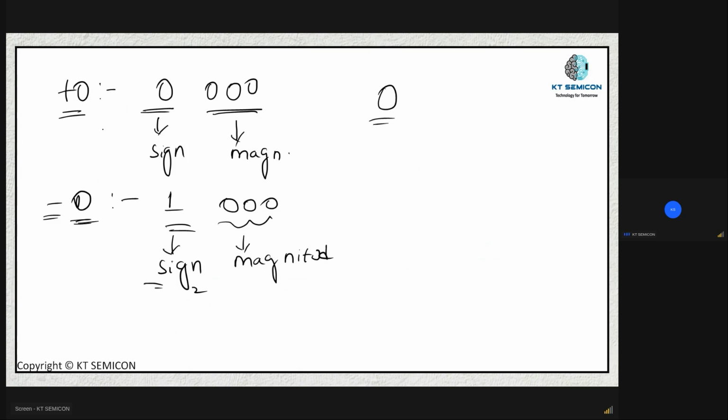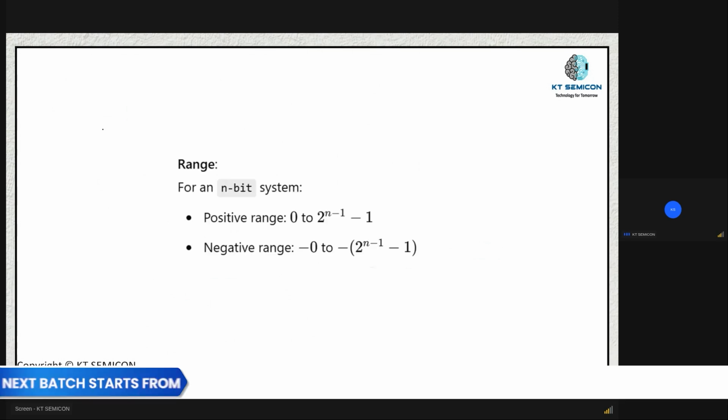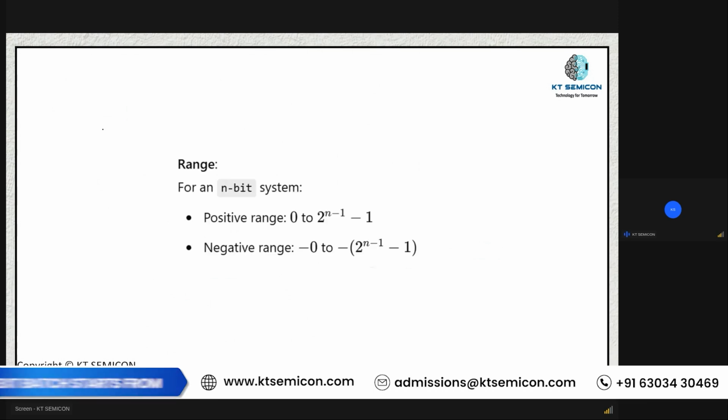Now we can see the range of numbers which we can represent using sign magnitude form of representation. The positive numbers which we can represent are 0 to 2 power n minus 1, minus 1. And for negative numbers, we can represent from minus 0 to minus (2 power n minus 1, minus 1). That means, let's say n is equal to 2, so we have 2 bits for representing a number. Then using these 2 bits, what is the range of numbers which we can represent? Let us try to understand.